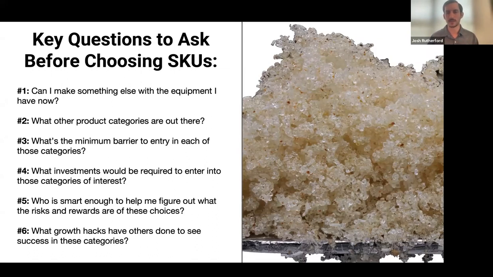Get pricing sheets, even if it's a competitor, even if it's marketing material from a competitor. We all can work together to make this industry great. And let's go into some Q&A.